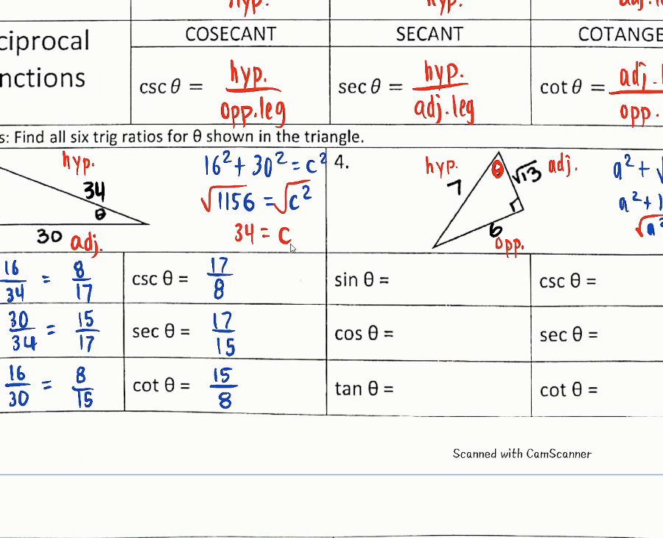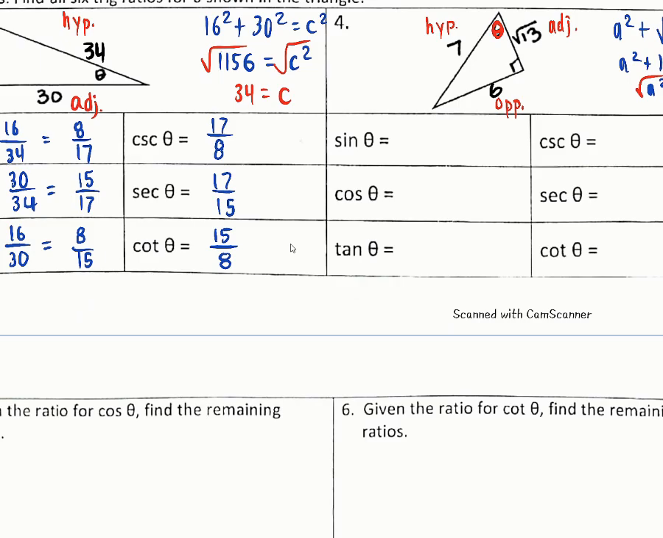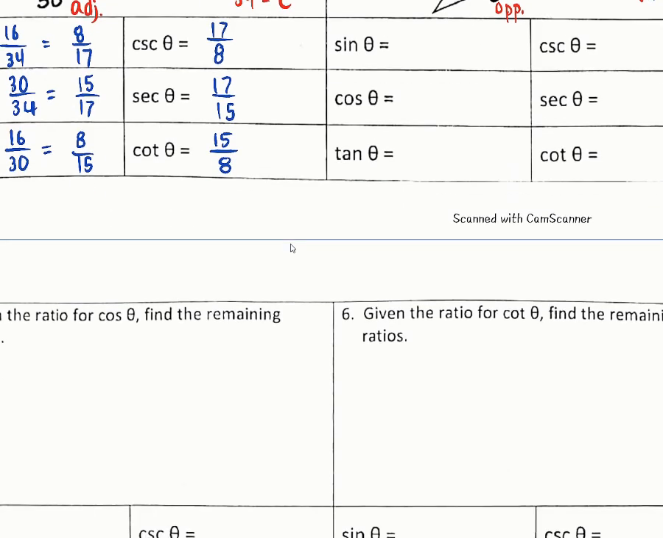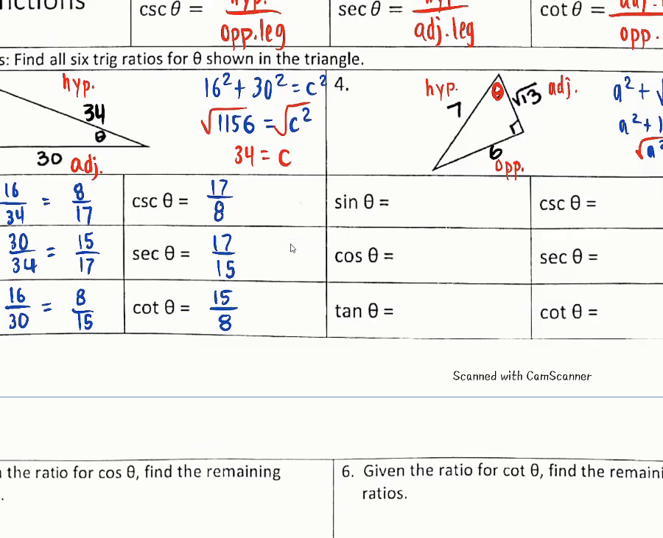Okay? So here, let's answer some questions. We've already labeled all our sides, right? So what's sine? 6 over 7, right? So therefore, what's cosecant? 7 over 6. Okay, pause for a second. See, this square root of 13 is about to give me some issues.